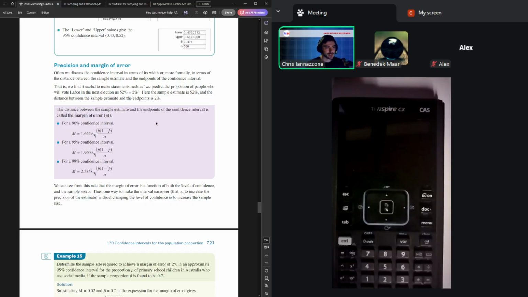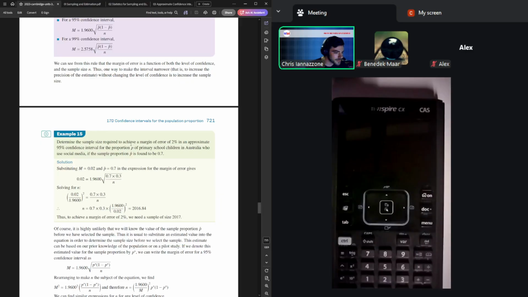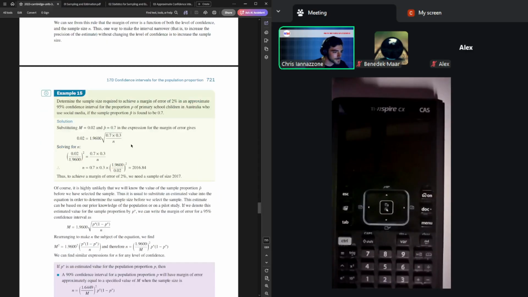So if they're saying calculate a margin of error, they just mean from center to right or from center to left. It's the same number either way. That's all I mean by that term. It's a very simple thing, but nothing to worry about for the exam.